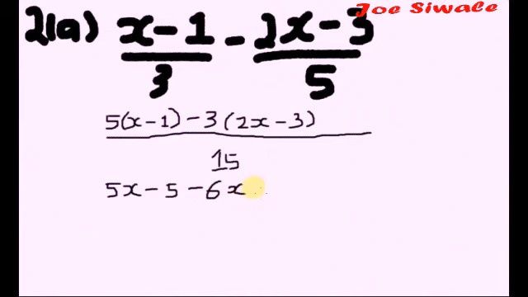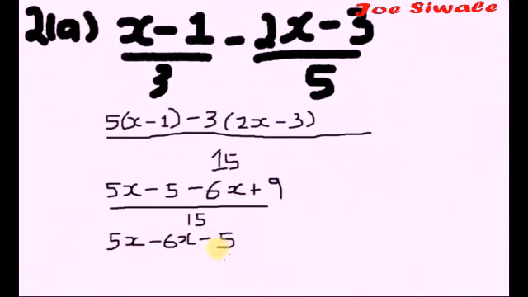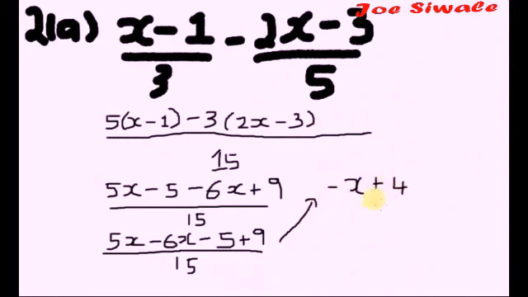So we have (5x − 5 − 6x + 9) divided by 15. The next step is to collect the like terms. So I have 5x − 6x, and I have −5 + 9, all divided by 15. 5x − 6x is negative x. Negative 5 plus 9 is 4. So we have (−x + 4)/15. That's the answer to question 2a.